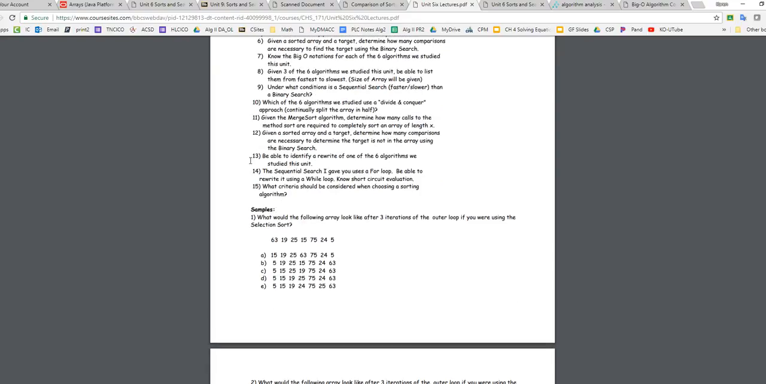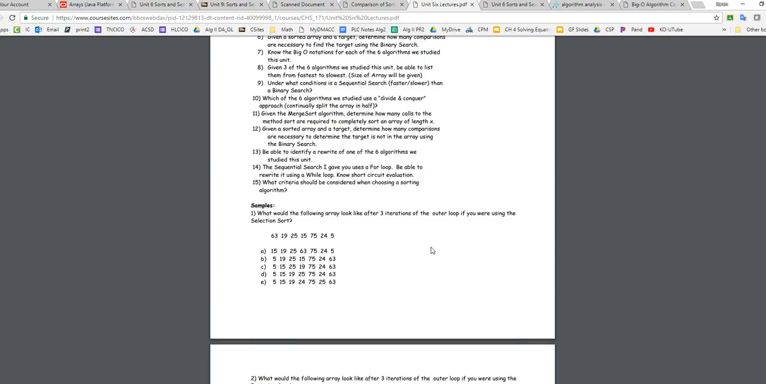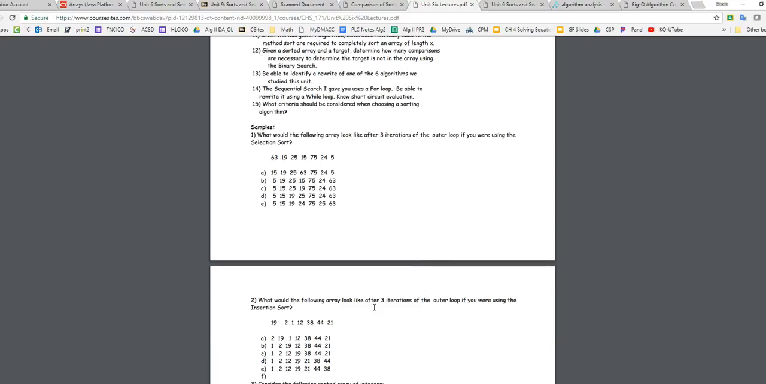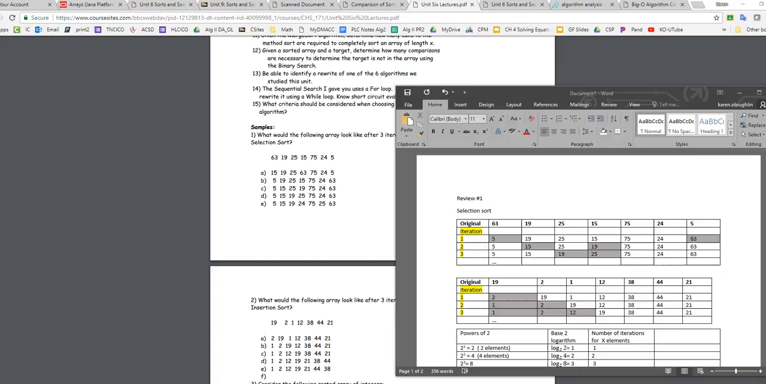That's these questions down here, that you're going to be given something like this and be asked to predict what the iterations are after 3 times through using the selection sort for question number 1. And question 2 is what it would look like after 3 iterations if you were doing an insertion sort. So I created a Word document to try to explain this just a little bit, and let's just take a look at that.